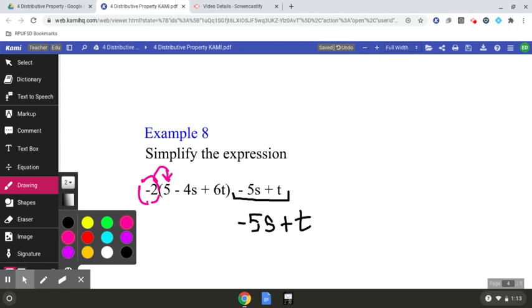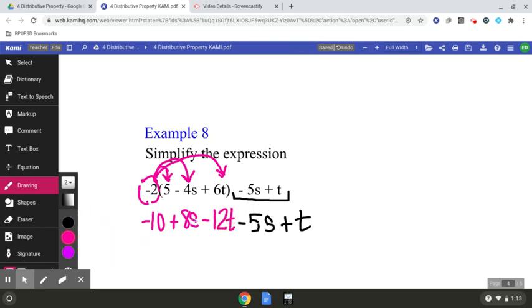Negative 2 times 5 is negative 10. Negative 2 times a negative 4s would be a positive 8s. And a negative 2 times a positive 6t is a negative 12t. So again, the pink is what we've distributed, and that's what our answer was. This black section here, we just carried down because there's no parentheses around it and I'm not distributing to it. Now I can look to see if I can combine like terms, but again, this is a completely acceptable answer, leaving it like this for now, okay?